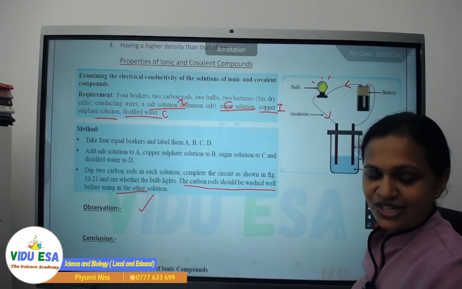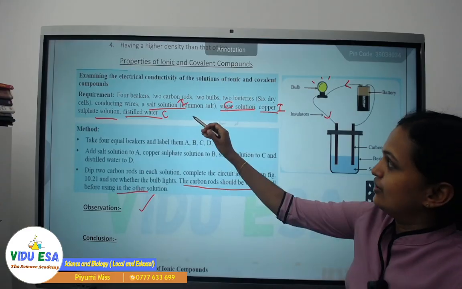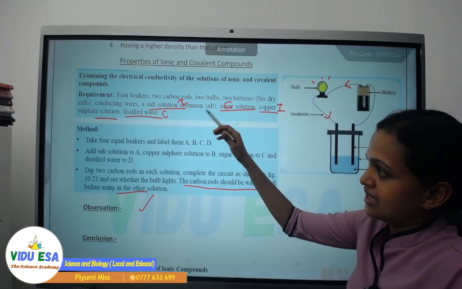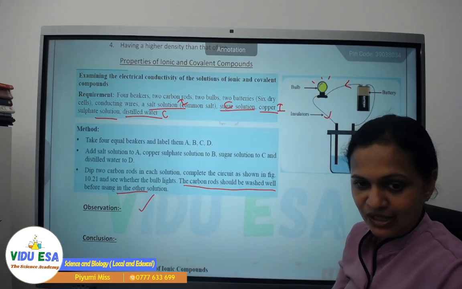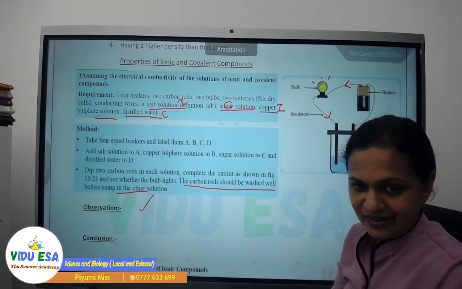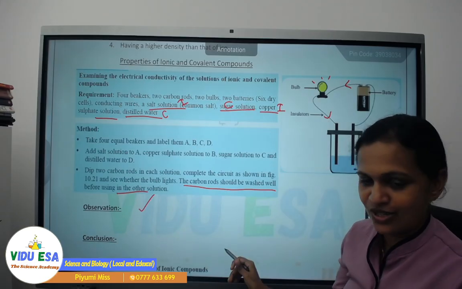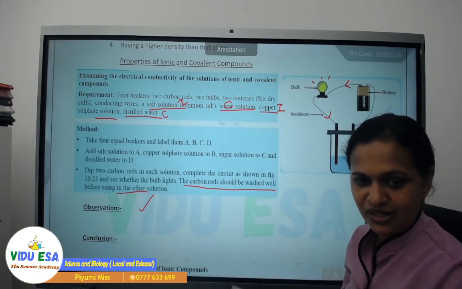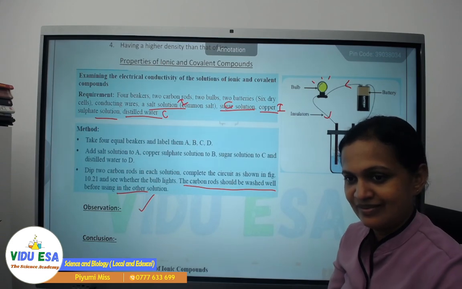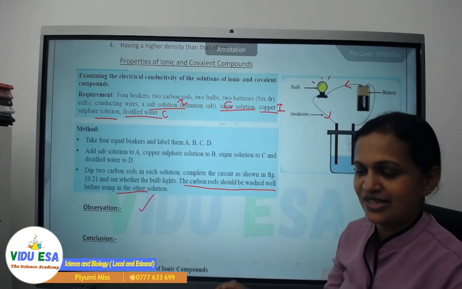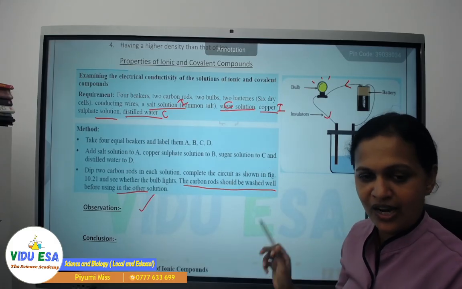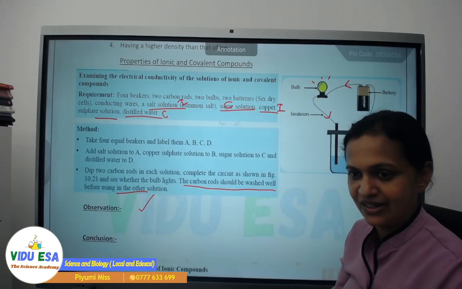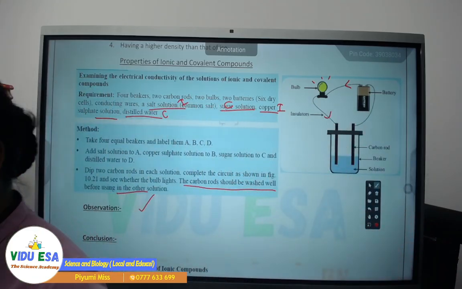And so what is the conclusion? Salt solution and copper sulfate solution contain ionic bonds. Sugar solution and distilled water contain covalent bonds. Liquids or solutions with ionic bonds conduct electricity. Liquids or solutions with covalent bonds do not conduct electricity. Write this on your own. You don't need to write it out in such detail in grade 10.